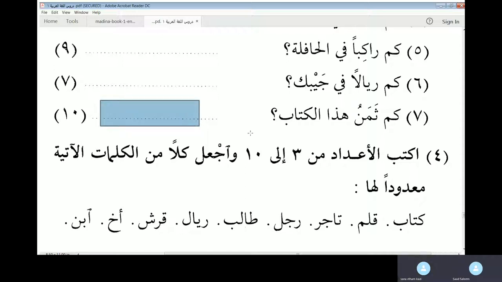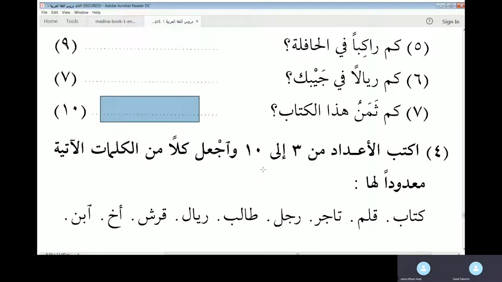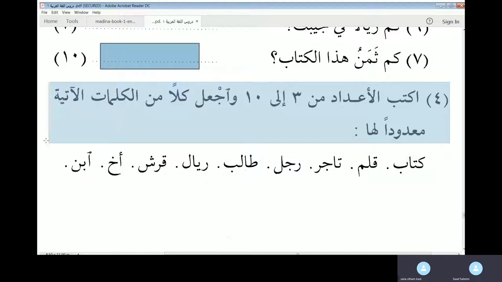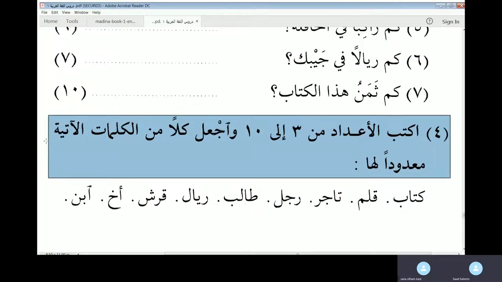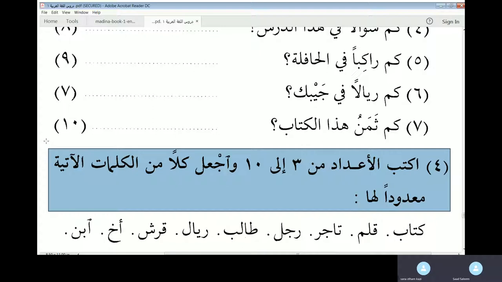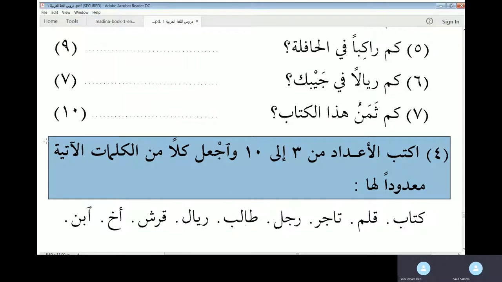What is the price of this book? Thamanuhu ashratu riyalatin. Actually, it could have been ashratu riyalan, but the riyalan is gone. Oh, now we understand, it should have been riyalan, thamanu hadha al-kitabi, but since the riyalan is gone, we just mentioned it this way.